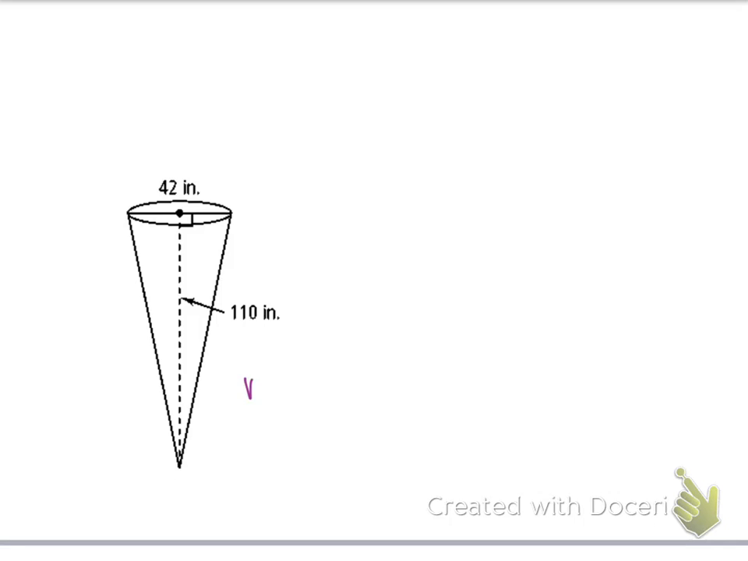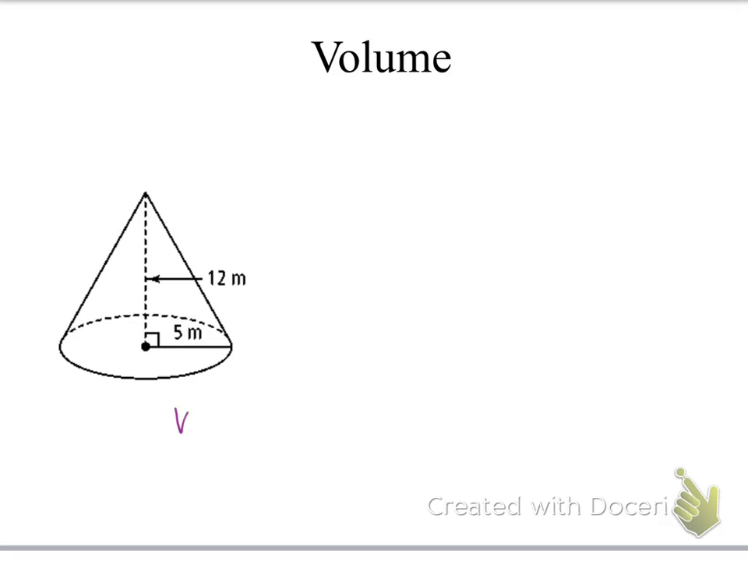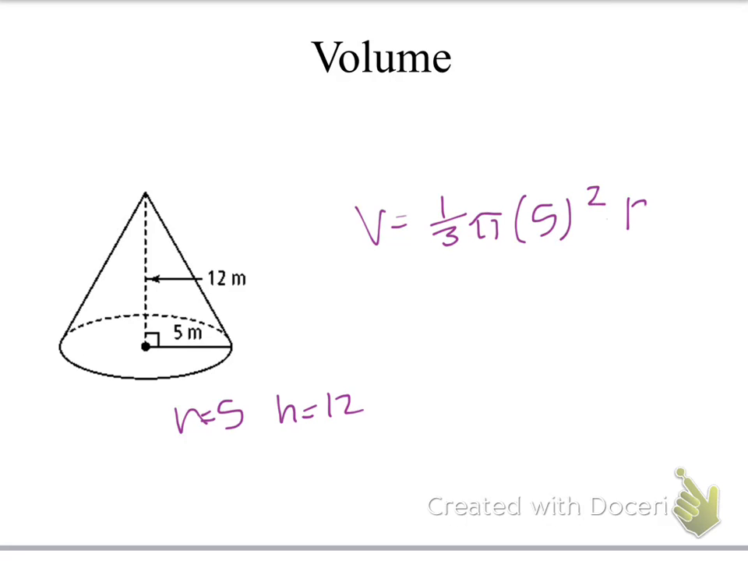My next one here, my radius is 21, my inside height is 110, so V equals 1/3 pi radius squared times inside height. We get a big number, 16170 pi inches cubed. Next, radius is 5, inside height is 12, so V equals 1/3 pi radius squared times height, and I get 100 pi meters cubed.